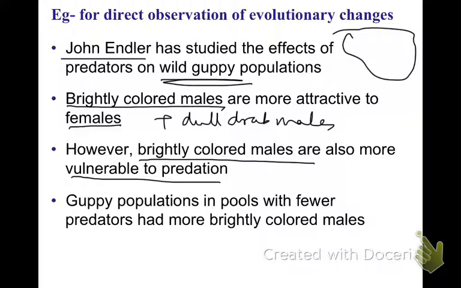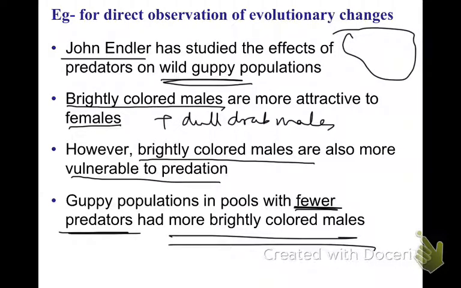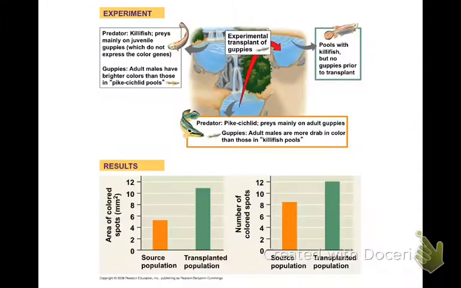So the guppy population in any pool which had no predators or few predators had a lot of brightly colored males because there was nothing to eat them up, and females kind of liked them, so a majority of their entire population looked brightly colored. Okay, so this is the first observation.